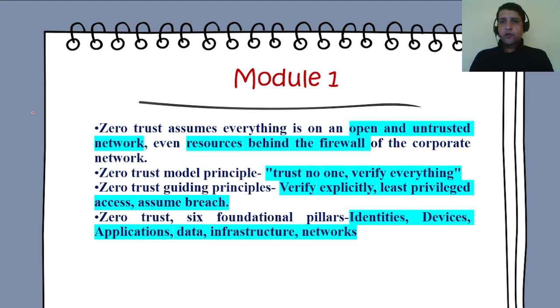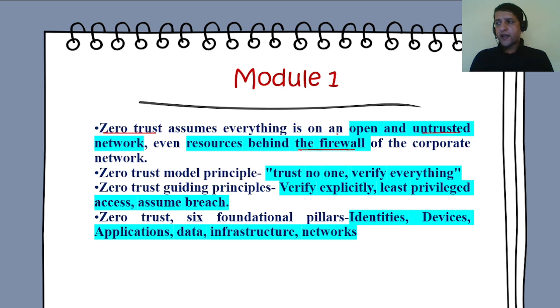There's another model which we call the zero trust model. Why zero trust? Because of insider attacks. Earlier we trusted that anyone within the perimeter is secure. We used to trust our employees, but the zero trust model assumes everything is on an open and untrusted network, even resources behind the firewall of the corporate network. There was a question based on this concept, related to the zero trust model. If there's a resource behind the firewall, you should also not trust that. So please remember that.